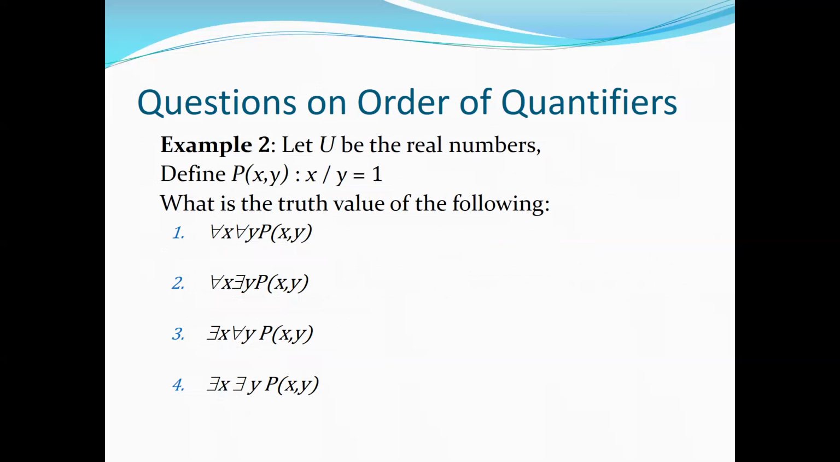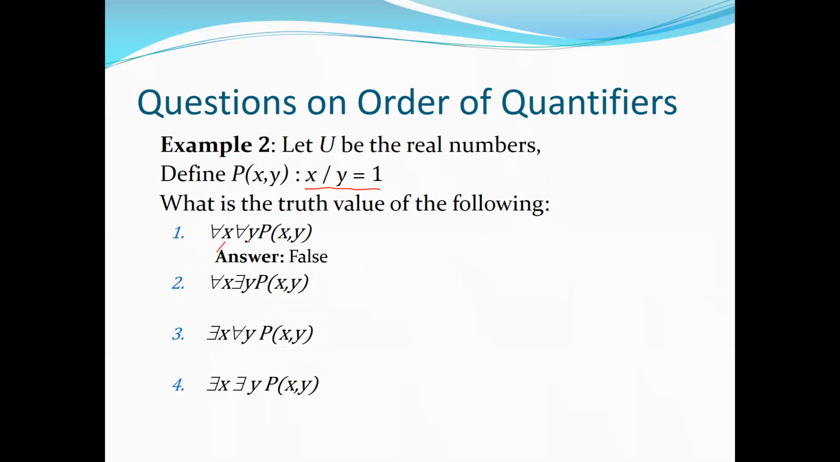Okay, one more example. Again the domain is the real numbers, but P(x, y) is x divided by y is equal to 1. So for all x, for all y, P(x, y): what do you think? For all the real numbers x and for all the real numbers y, if you divide x by y, the answer is 1. Obviously it is false. This is not true.